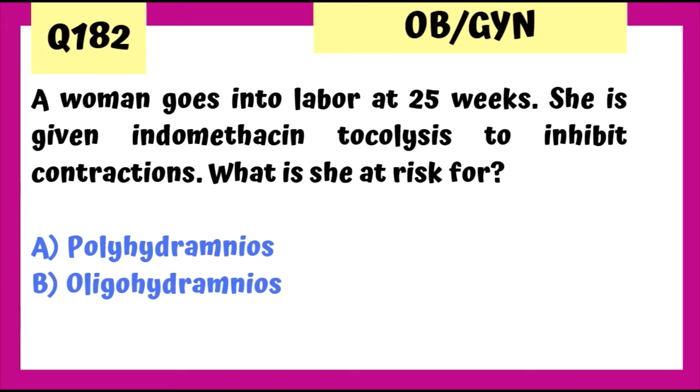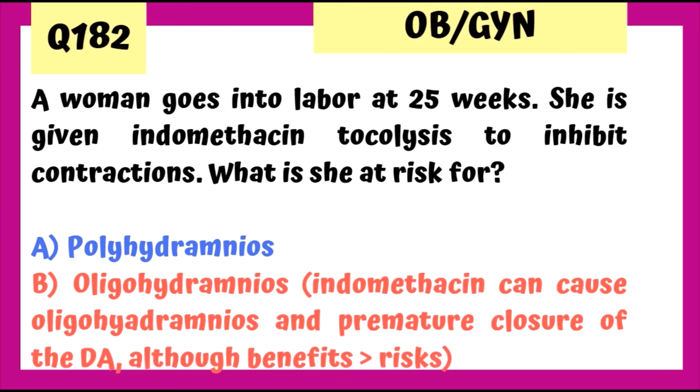Question 182, a woman goes into labor at 25 weeks. She's given indomethacin to inhibit contractions. What is she at risk for? So she's given indomethacin, that's a risk for oligohydramnios. That's one of the risks of tocolysis with indomethacin. And another would be premature closure of the ductus arteriosus, although we give indomethacin anyway because the benefits outweigh the risks.